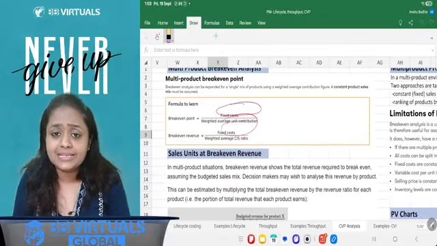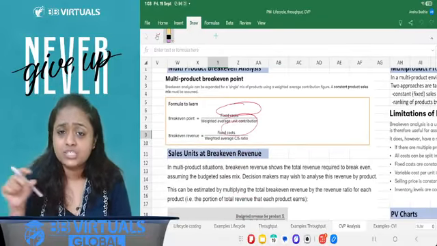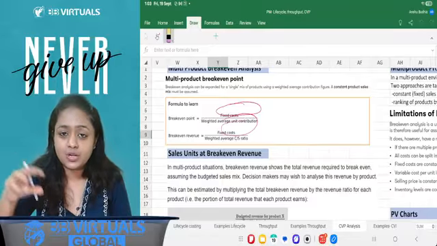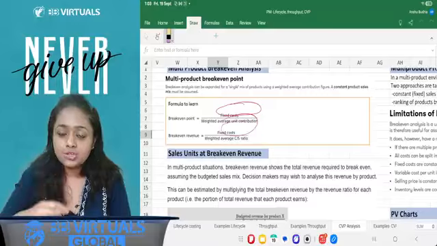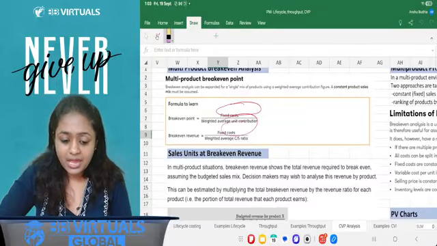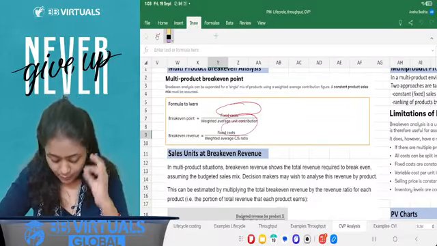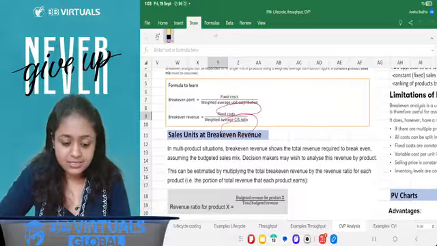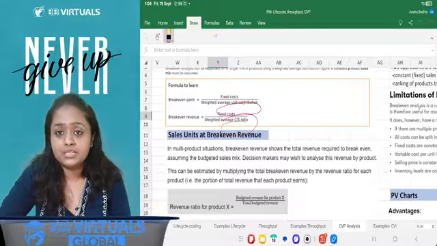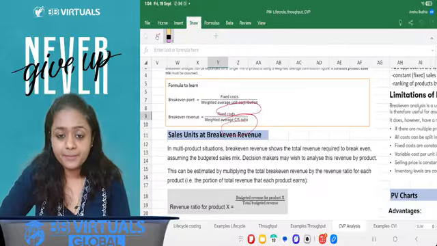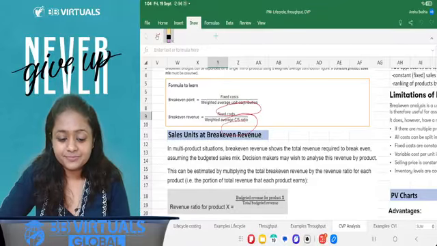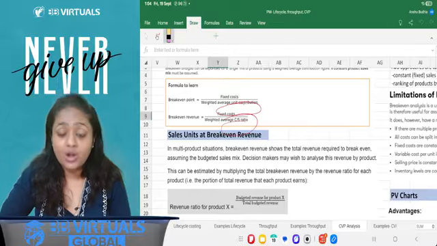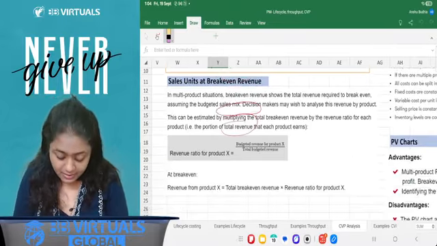How do we do weights? We just assign weights to it, the ratios. What is the mix ratio? What are the units sold? So units sold becomes the ratio, and that we take as the base to calculate the weighted average. Now, the next very important point that comes here is, what are the sales units at the break-even? What are the sales units at the break-even revenue?